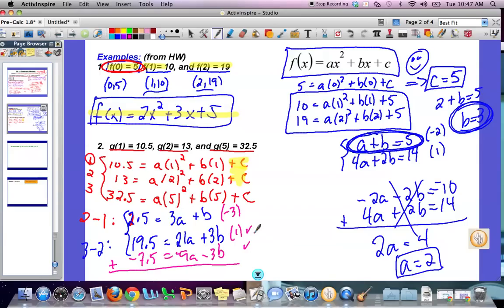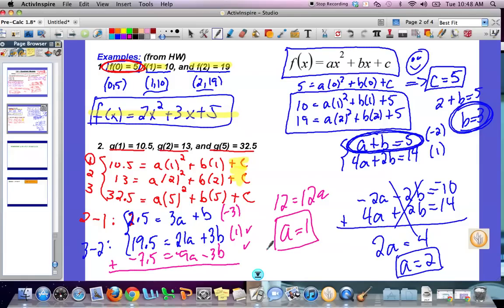What do I have? 12 equals 12A. Man, this is definitely a book problem. Because what does that say? A equals 1. That's beautiful.